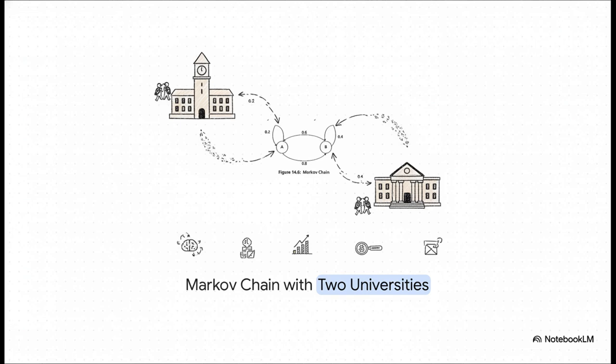Looking at this setup, 80% of the students in University A leave for B, while 20% stay right there in A. Meanwhile, over at University B, 60% of those students move to A and 40% stay put in B. These pathways, or edges, represent the transitions between the states.